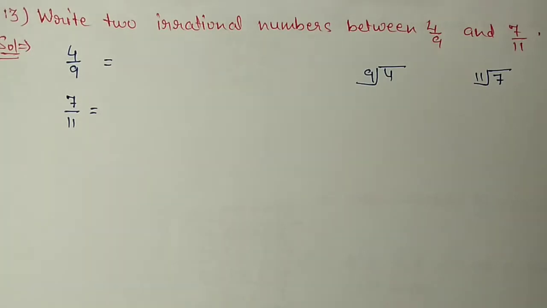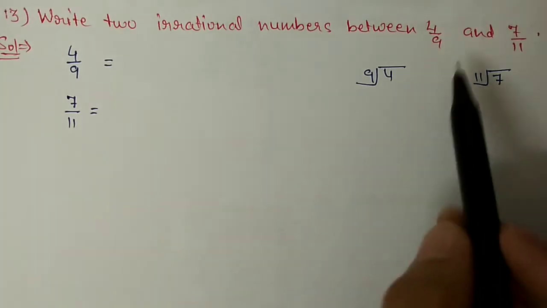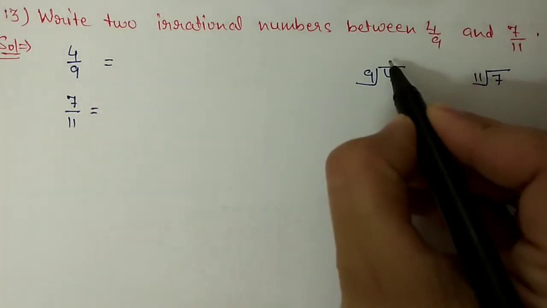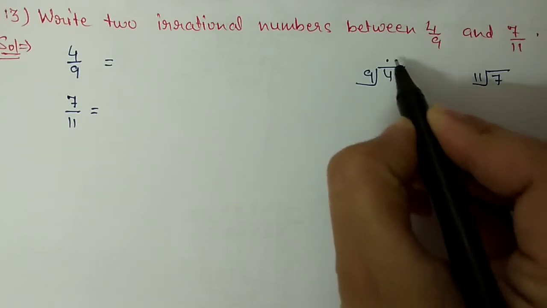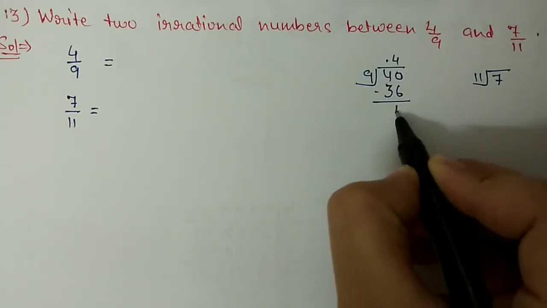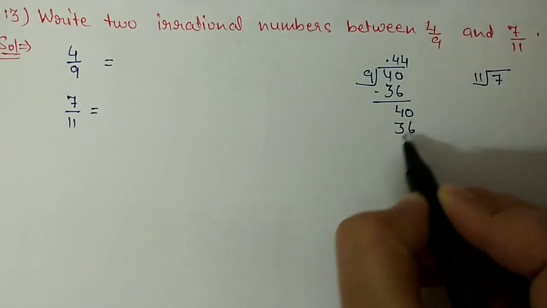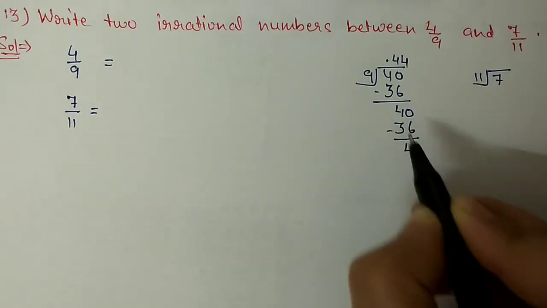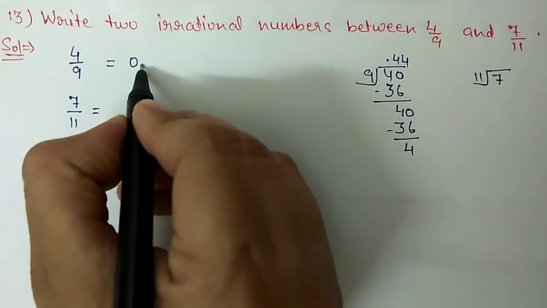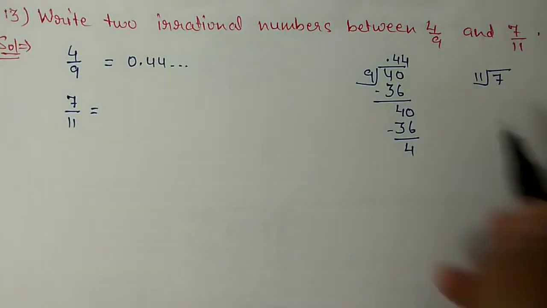Next, question number 13. Write two irrational numbers between 4 by 9 and 7 by 11. So first of all, 4 by 9 and 7 by 11 we will change into decimal. Divide 4 by 9. First we put a point and take 0. 9 4s are 36. Then subtract, we get 4, again one more 0, 9 4s are 36, and again we are getting remainder as 4. So 4 by 9 we can write as 0.44 and this 4 goes up to infinity.